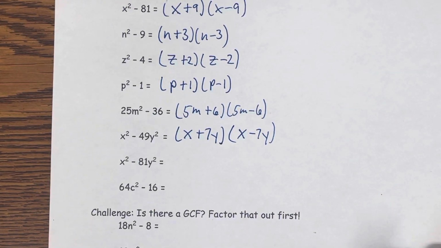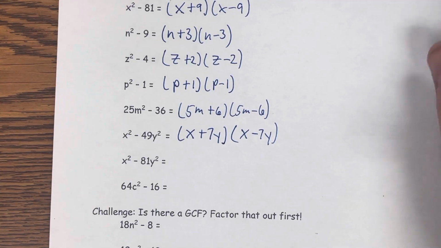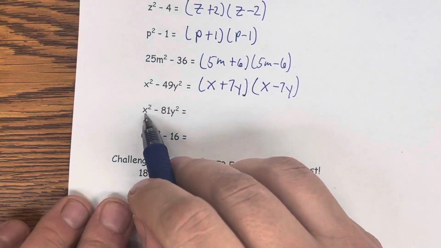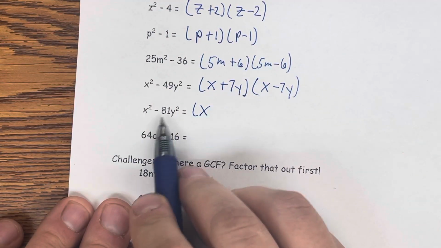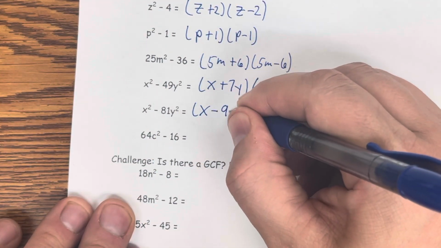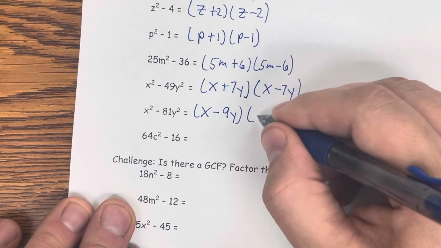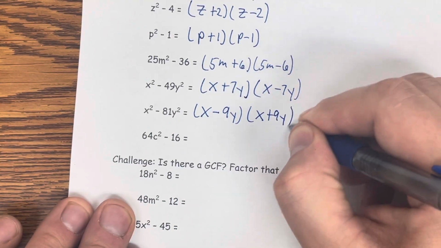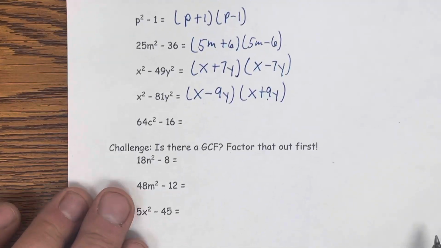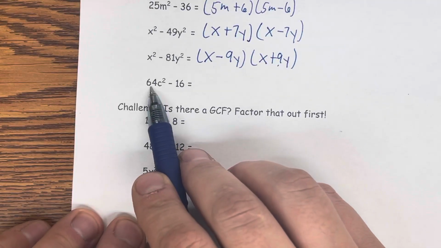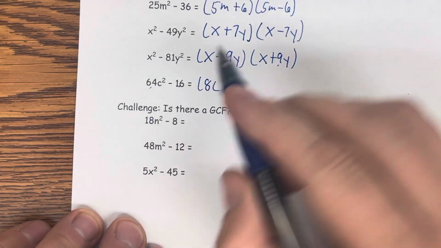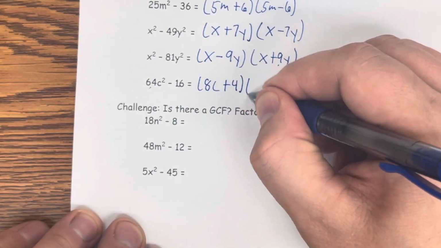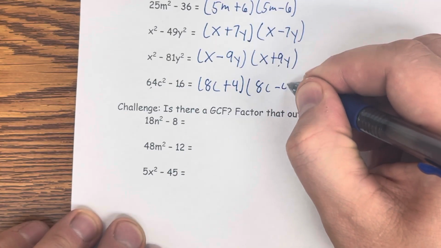I just have a couple problems left on this video, so I'm going to finish making it real quick. All right, on the next one, square root of x squared is x, so we'd have x. Square root of 81 is 9, so we'd have a minus 9y. And an x plus 9y. It doesn't matter if the plus or the minus is first. Here, square root of 64 is 8, so we'd have an 8c. Square root of 16 is 4. 8c plus 4 and 8c minus 4.